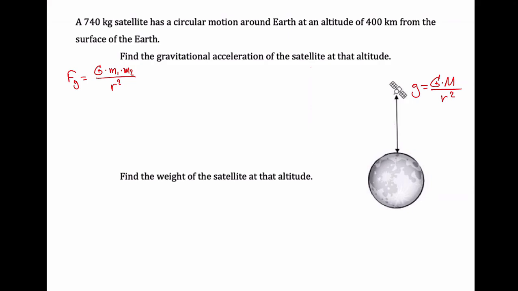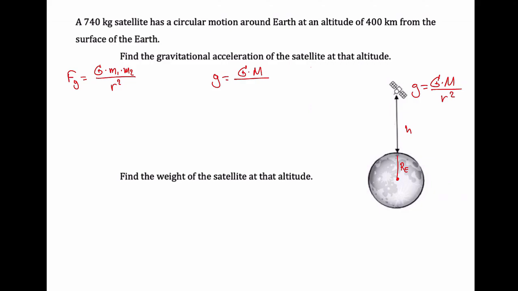So first we need to use the law: g is equal to capital G multiplied by the mass of the Earth divided by the distance, but we have to be a little bit careful. This distance is the distance between the center of the Earth and the location of the satellite. So we have the radius of the Earth plus the altitude. The altitude is the height.